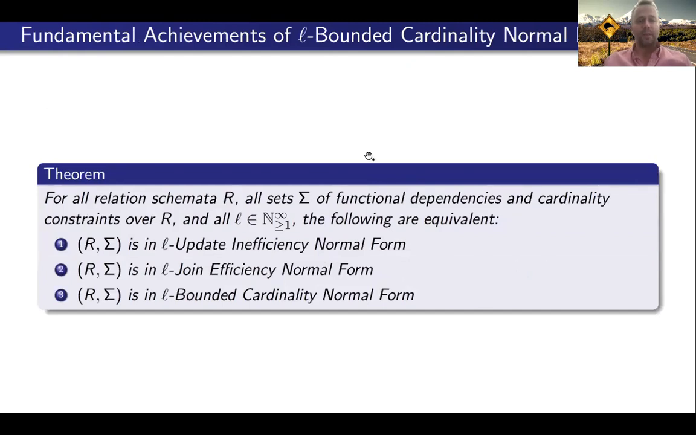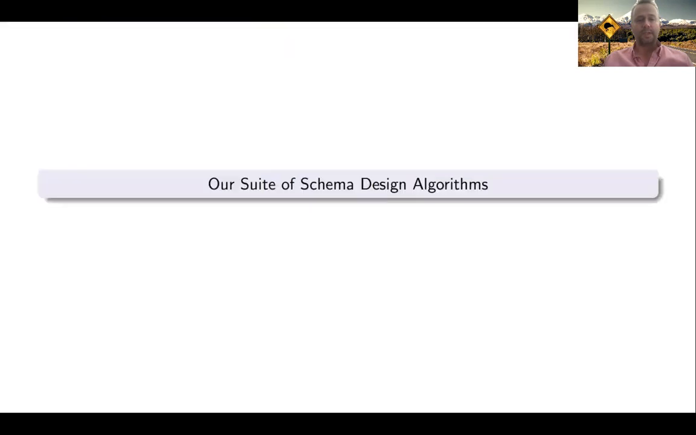And then we can say, what are the achievements of L bounded cardinality normal form? Well, for any given L, the following are equivalent. So R sigma is actually an L bounded cardinality normal form if and only if it is an L join efficiency normal form, and if and only if it is an L update inefficiency normal form. So that is a very nice description of the trade-off between updates and joins and their efficiency.